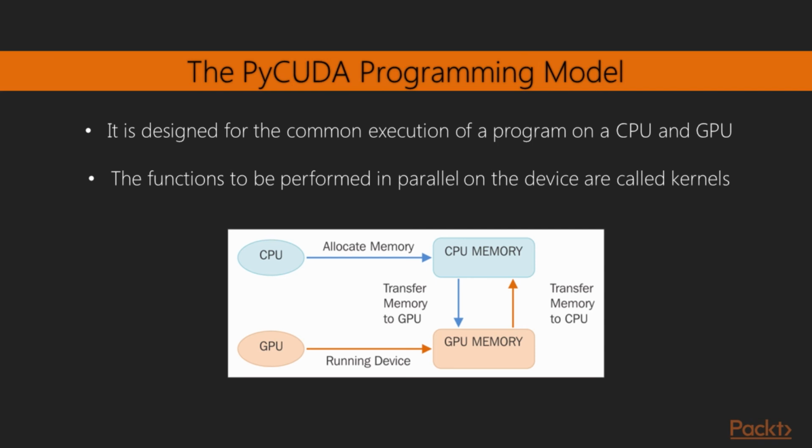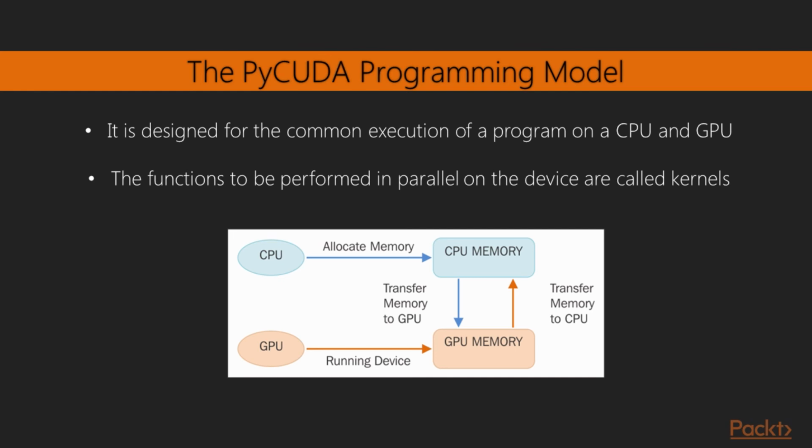The functions to be performed in parallel on the device are called kernels. As you can see here in the diagram, the steps to execute a generic function kernel on the device are as follows. 1. The first step is to allocate the memory on the device. 2. Then we need to transfer data from the host memory to that allocated on the device.